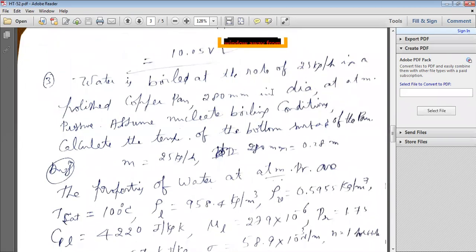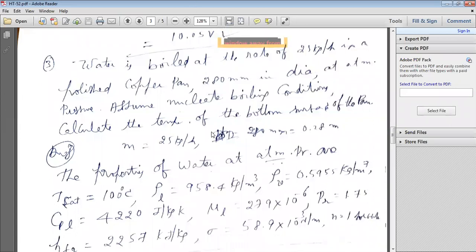Third problem: water is boiled at a rate of 25 kg per hour in a polished copper pan, 280 mm in diameter, at atmospheric pressure. The pan is circular in shape. Assume nucleate boiling conditions. Calculate the temperature of the bottom surface of the pan. Here the heat transfer rate Q is equal to hA times (Ts minus T saturation).